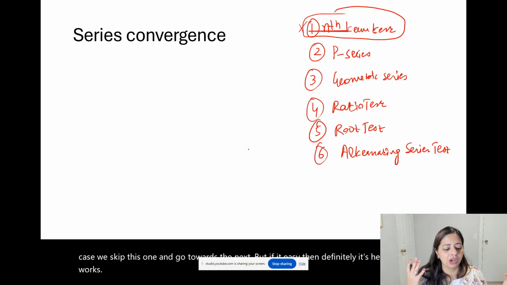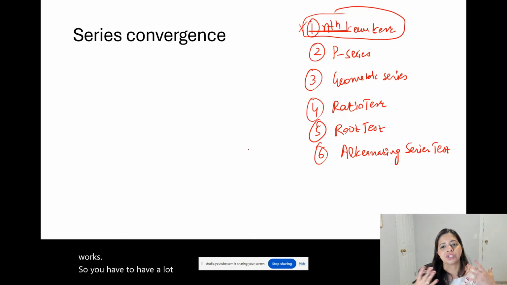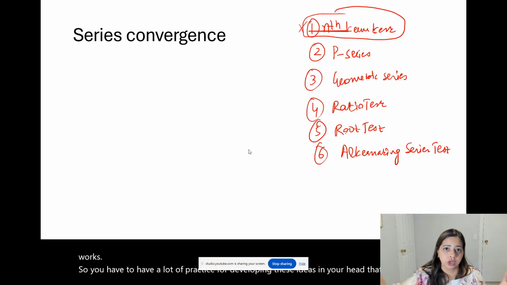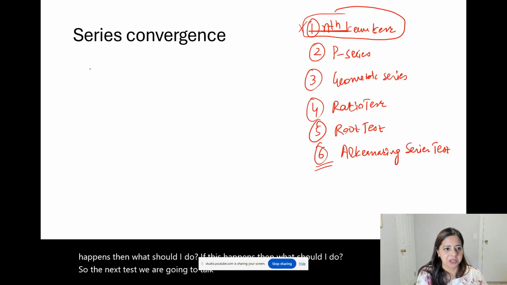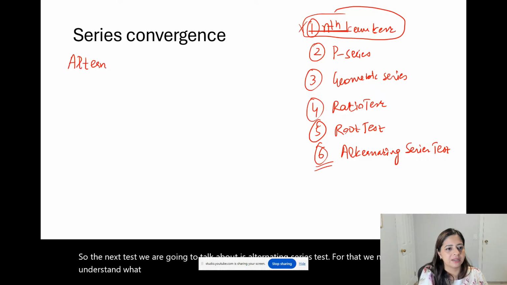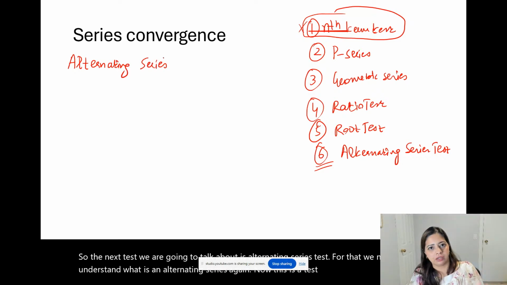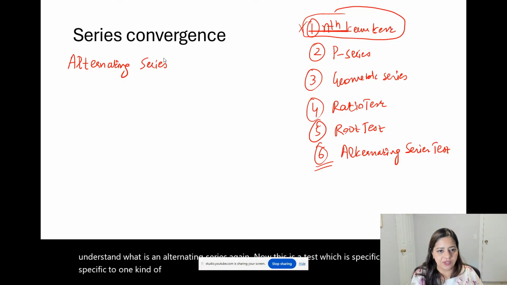So you have to have a lot of practice for developing these ideas in your head: okay, if this happens, then what should I do? If this happens, then what should I do? The next test we are going to talk about is the alternating series test. For that, we need to understand what an alternating series is. Again, this is a test which is very specific to one kind of series, alternating series.